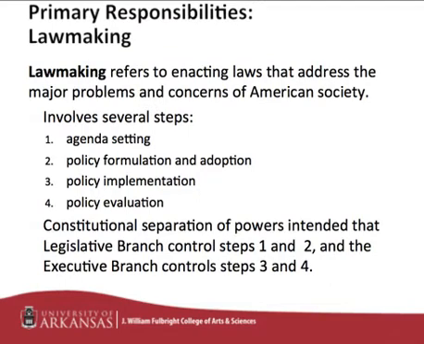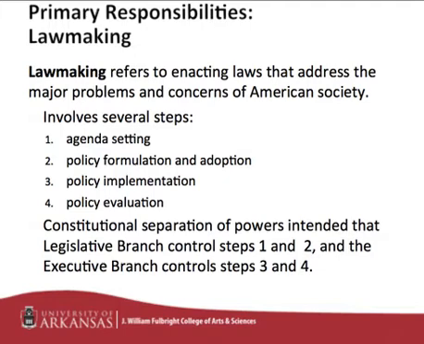So let's take a look at the primary responsibility tied with lawmaking. Now, lawmaking refers to enacting laws that address major problems and concerns of American society. And this is certainly something that will continue to occur because society is constantly changing and adapting to new populations, new technologies, and changes within the environment at large.